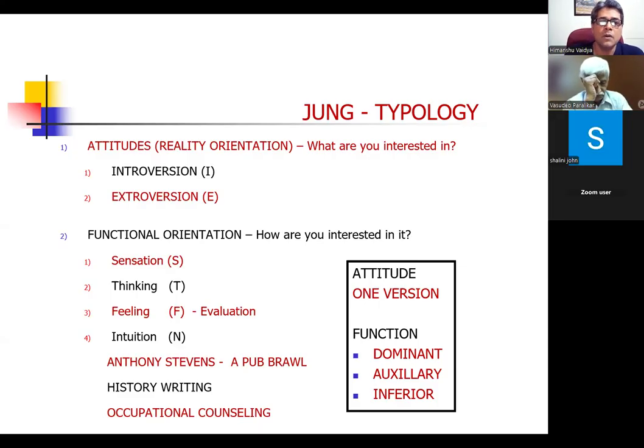Now when you combine the two, what will happen? You will have introverted people which can be divided into these four types: introverted sensation, introverted thinking, introverted feeling, introverted intuition. Similarly, extroversion, same thing. And you will arrive at 8 different types of people. So the first category divides people into two, the second category into four. These are called functional orientation. So attitudes divide people into two, and functional orientation divides each of the attitudes further into four, and therefore we are left with an 8-personality typology.